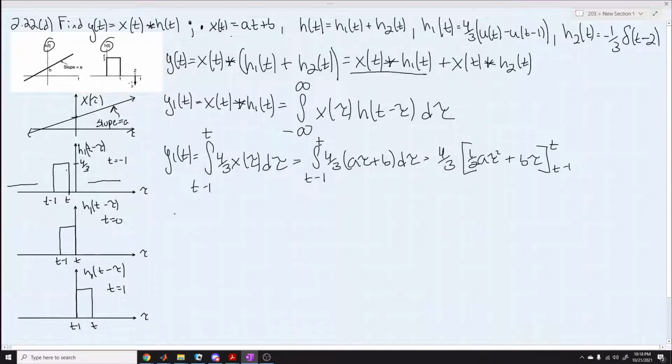And now let's do the algebra here. So we have y1 of t is equal to 4 over 3 times 1 over 2 times a times t squared plus bt, minus 1 over 2a times t minus 1 squared. That is t squared minus 2t plus 1, plus b times t minus 1, so that would be bt minus b.